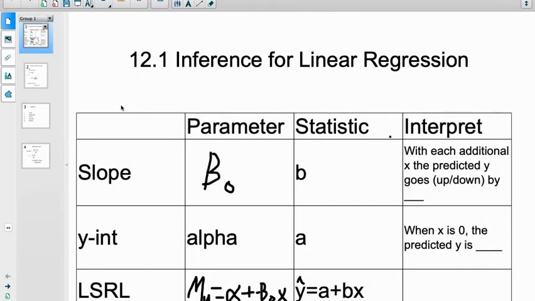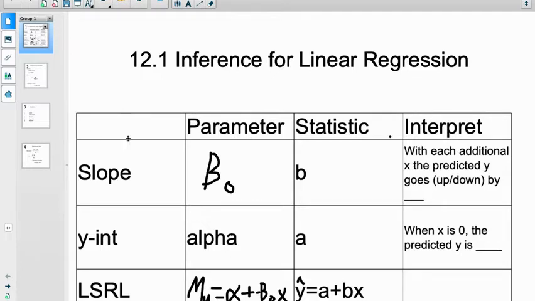12.1 is inference for linear regression. Now this is combining two things that we've done already. We've been doing inference for the last however many chapters, from like chapter 7 or 8 on. And then we did linear regression way back in chapter 3, I believe. So all we're doing now is combining the two.